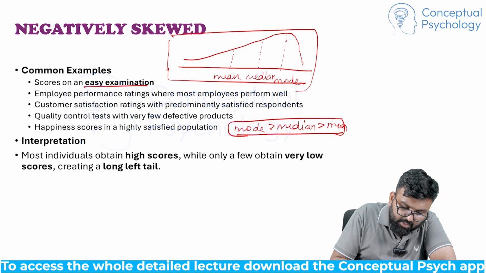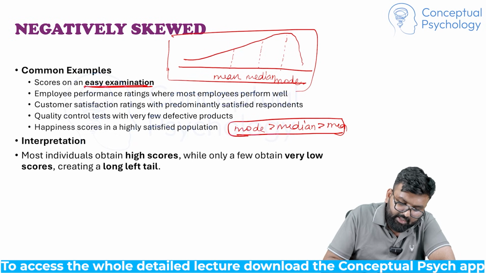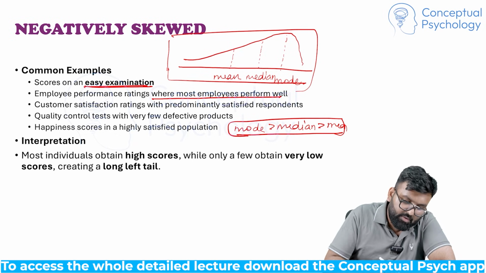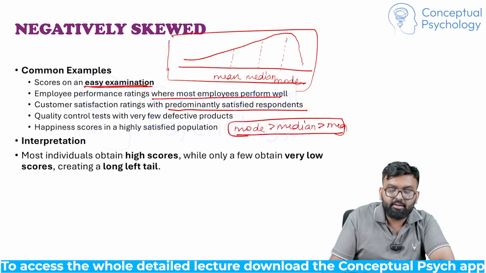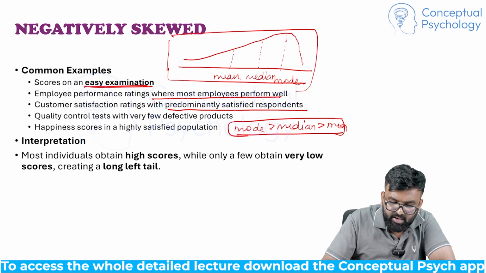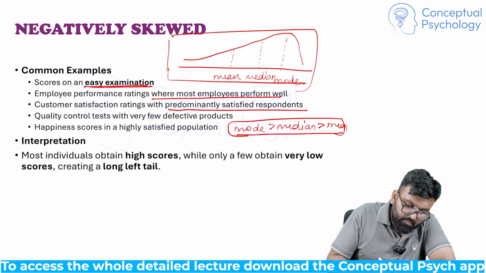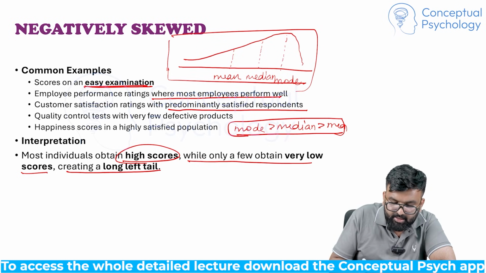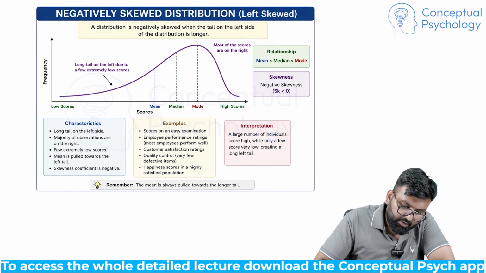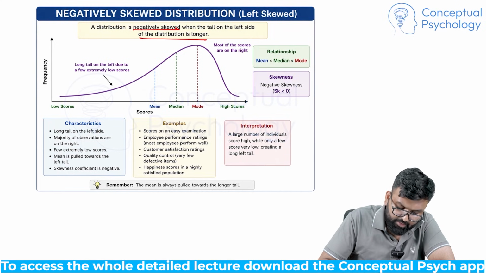जैसे हमने कहा कि scores on easy examination, कोई examination जो था वो easy था. Employee performance ratings where most employees perform well. और examples हो सकते हैं customer satisfaction ratings with predominantly satisfied respondents. तो वो left skewed हो जाएगा. बहुत कम customers हैं जिनका rating negative या अच्छा नहीं है. Most individuals obtain high scores while only few obtain very low scores, creating a long left tail. A distribution is negatively skewed when the tail on the left of the distribution is longer.